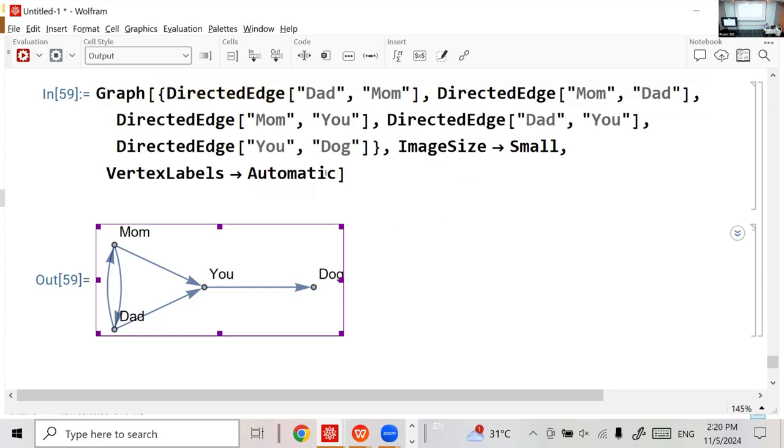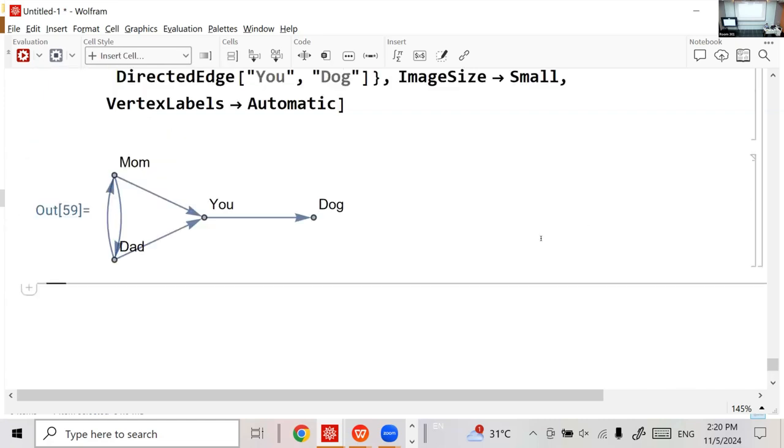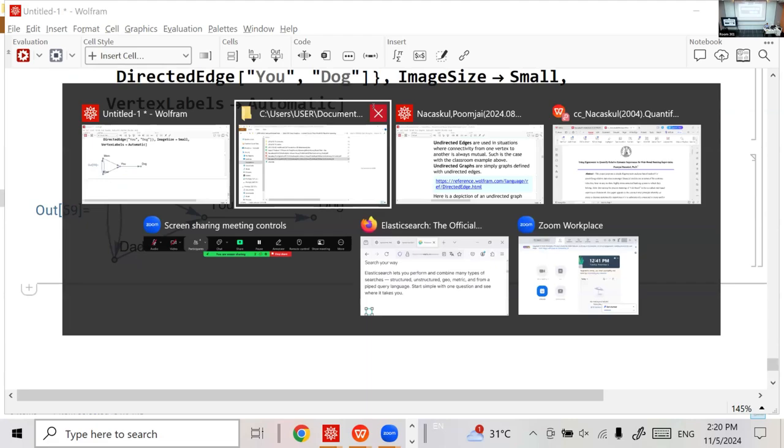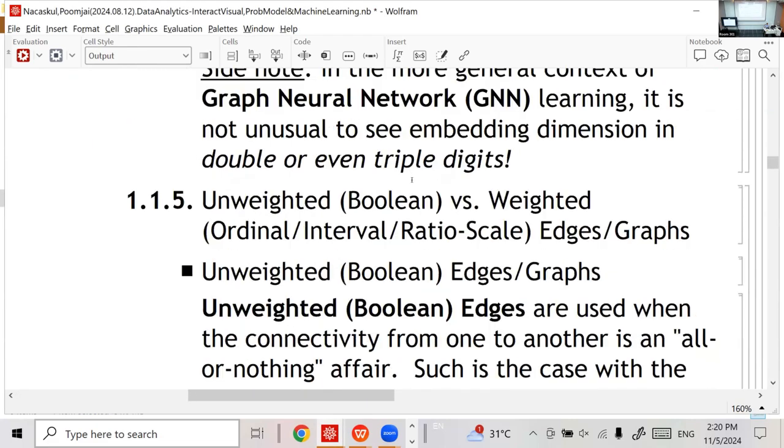Now, an easy way to do this is obviously to use this thing called directed association. Anyway, so playing with graphs, I gave you a lot of links here about how to play with directed edges and undirected edges.